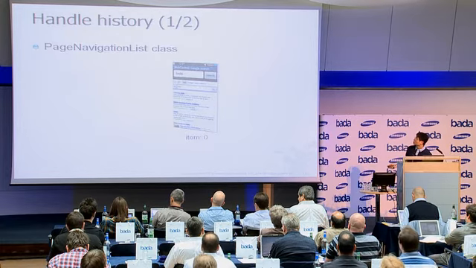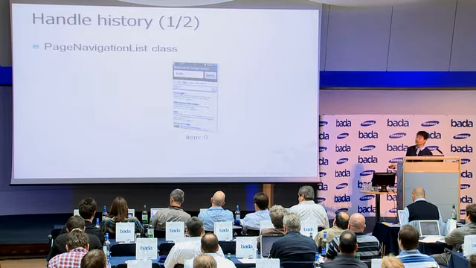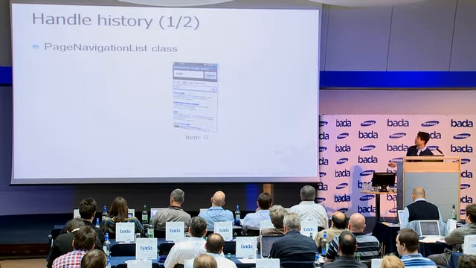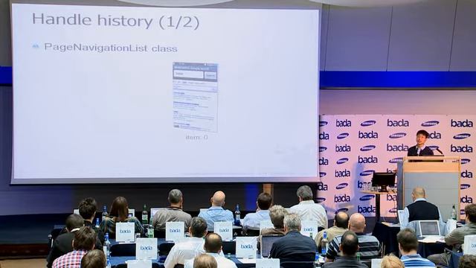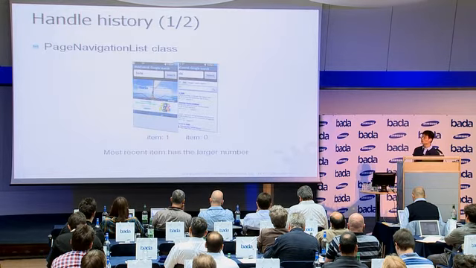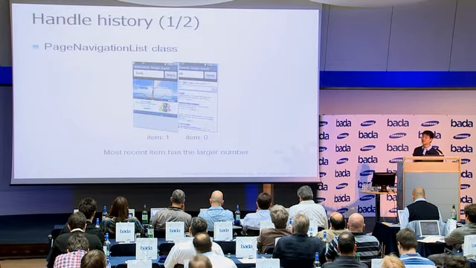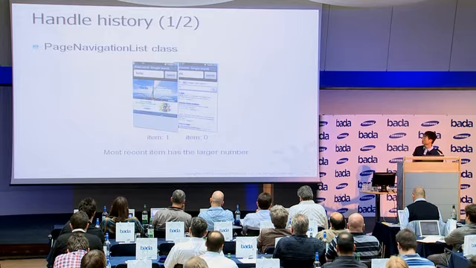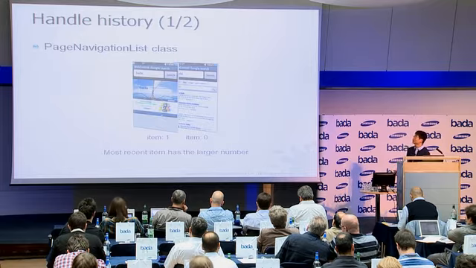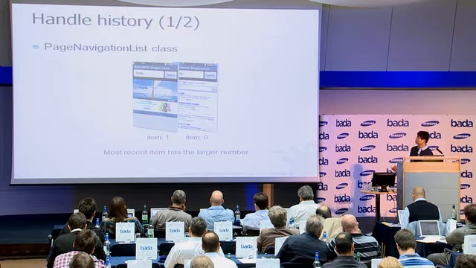At first, the Google search page is loaded. That is item 0 of the page navigation list. When I click here and a new page is loaded, a new item is created, and that is item 1. So the recent item has the larger number. When I move to another page, then item 2 will be created. So using the page navigation history, you can handle the history of the web controller.